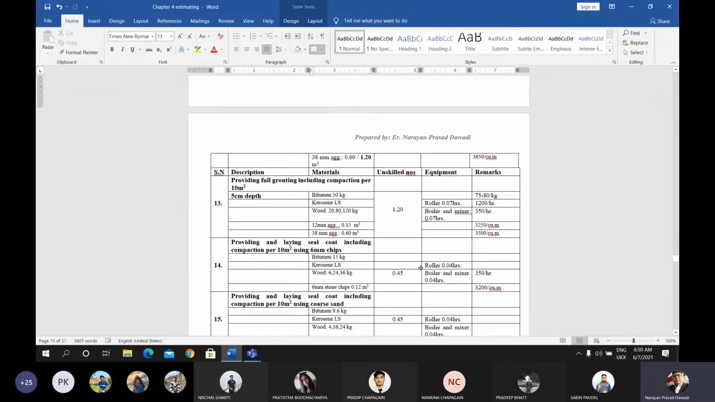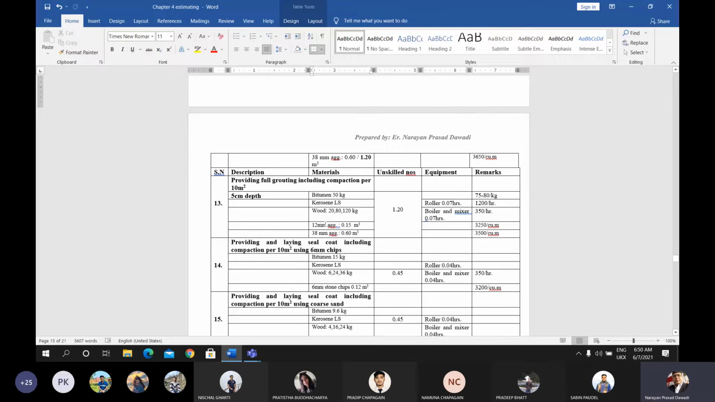Generally, 20 to 40 mm size aggregate is used for the construction of buildings. So the rate of aggregate between 20 to 40 mm will be expensive because it is widely used. The 38 mm aggregate lies between 20 to 40 mm, so the cost of aggregate is taken as 3500 per cubic meter.